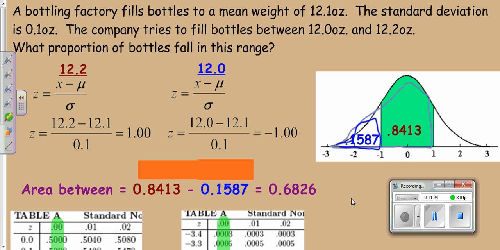Well, that's your basic z-score stuff. With that in mind, you should be able to handle the problems that you're going to have to work on for class.